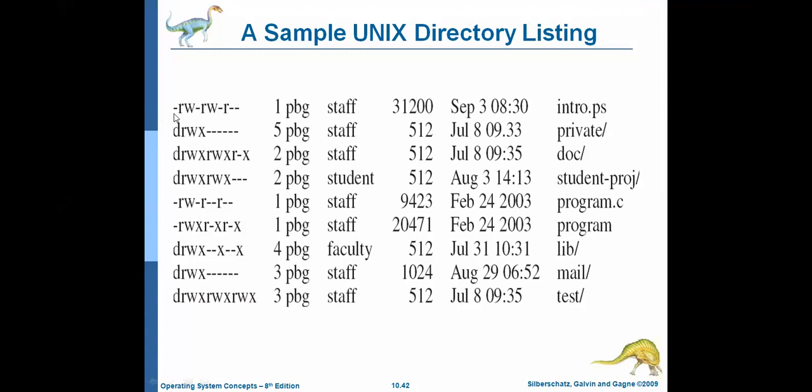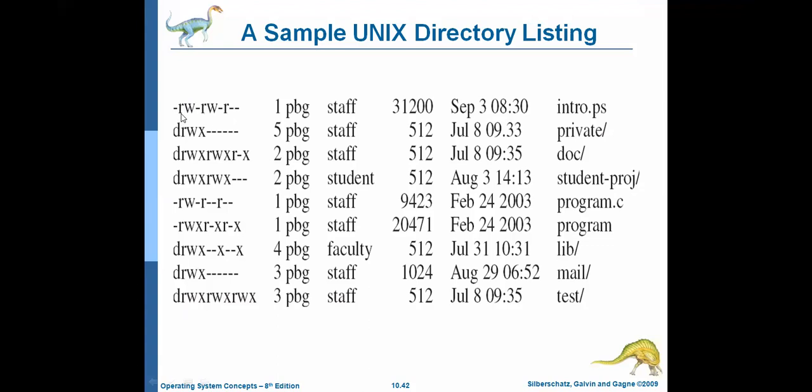Okay. And next three, nine set. This 9 set indicates the permissions. First 3 is for owner, and the second 3 is for group, and the third 3 is for others.